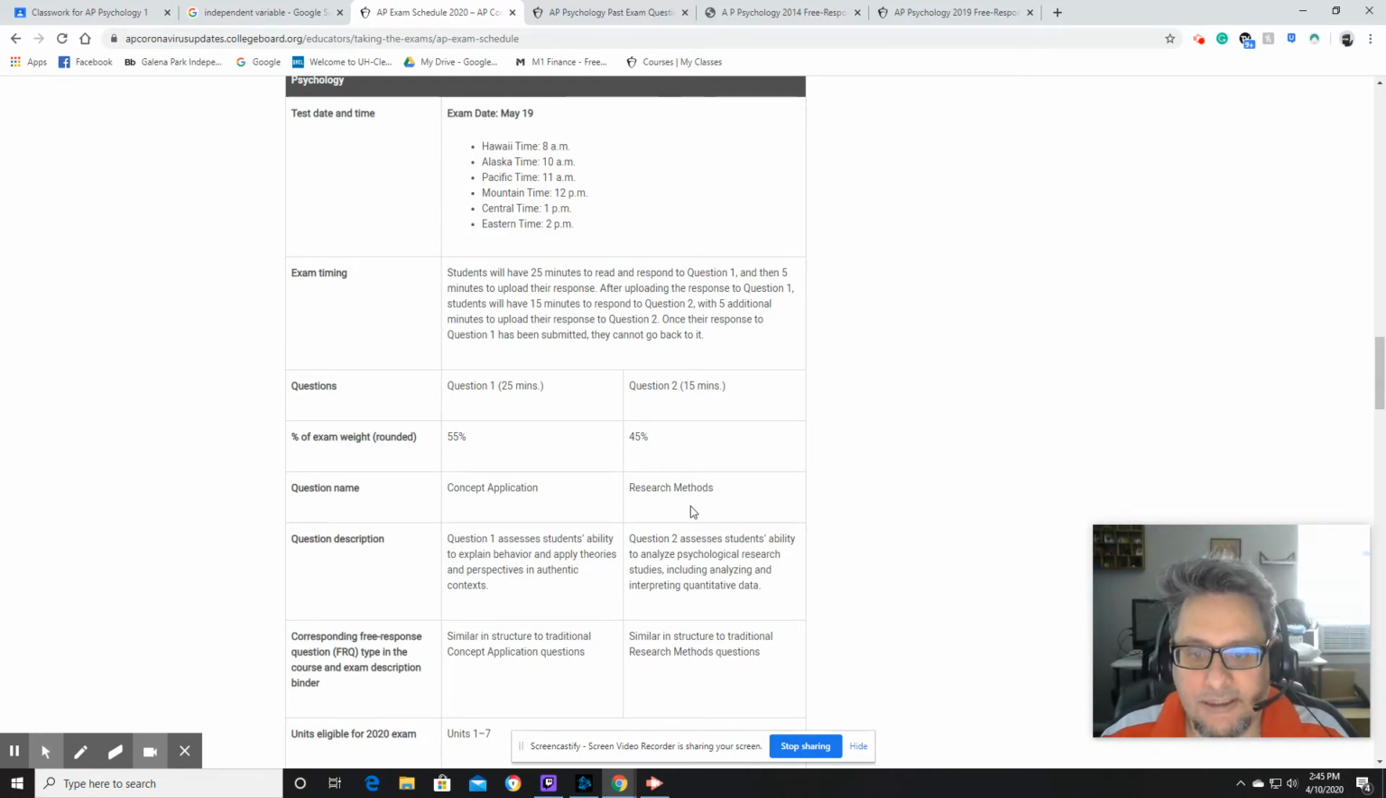Question 2 assesses the student's ability to analyze psychological research studies, including analyzing and interpreting quantitative data. And what that really means is know how to read a graph. As far as how it is laid out, they say it has a similar instructional structure to traditional research method questions. So where can we find these traditional research method questions?